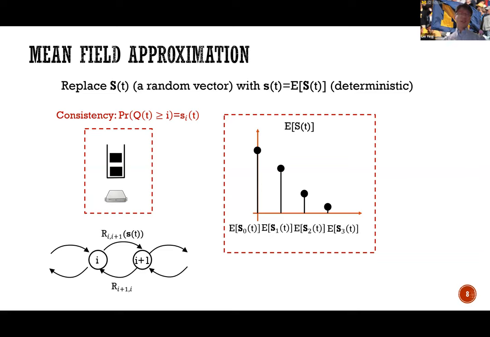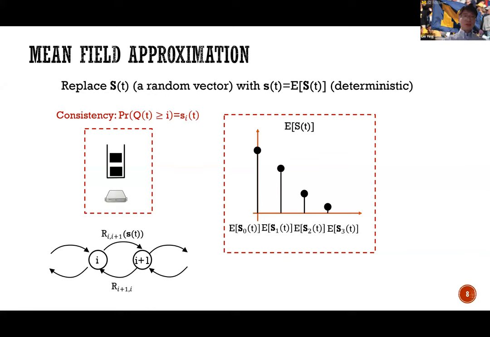So the consistency condition says, if I look at this single server queue, the probability that the queue length is larger or equal to I at time t should be the mean value of the fraction of servers that have queue length greater or equal to I. Okay, so it's very easy to understand, because if I tell you for each server the probability the queue length is greater or equal to 10 is 1%, then I ask you, in this completely symmetric homogeneous system, what is the fraction of queues on average that will have queue length greater or equal to 10? The answer should be 1% as well. So these two quantities should be consistent with each other, okay?